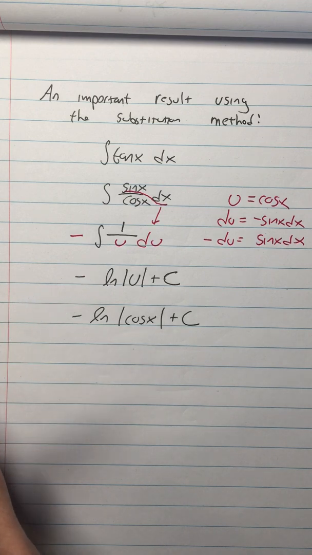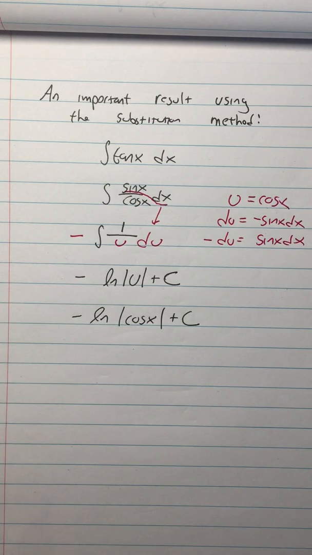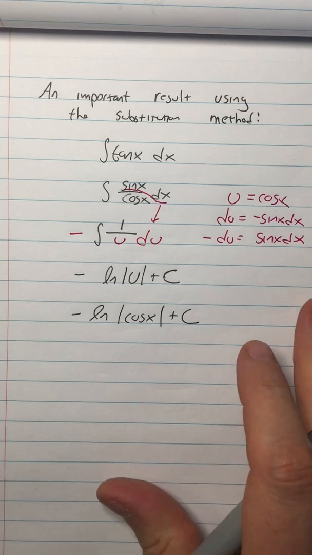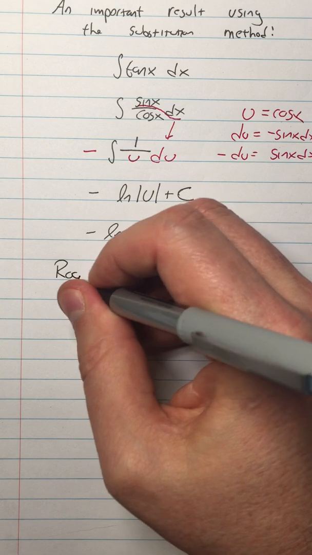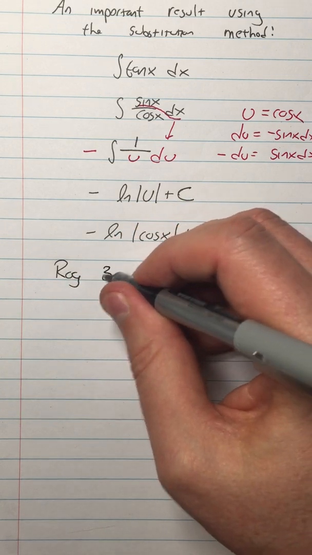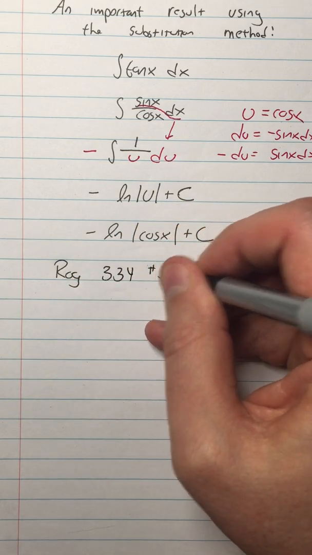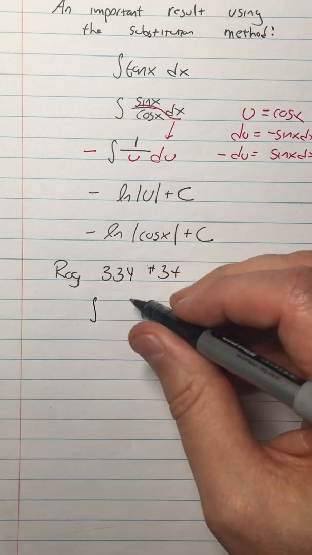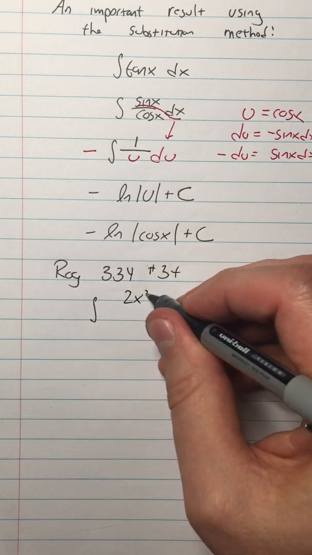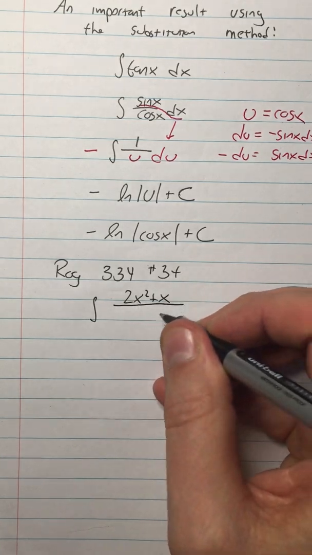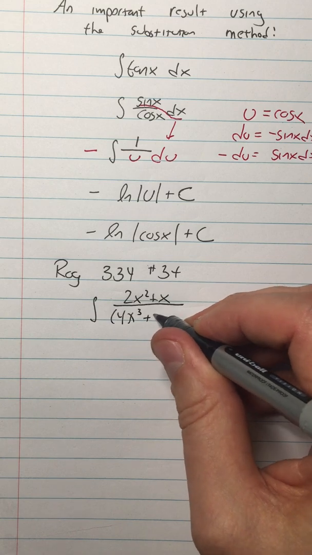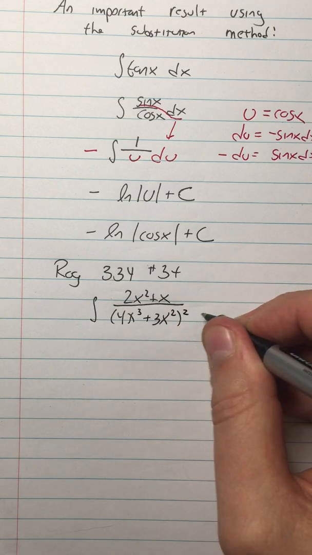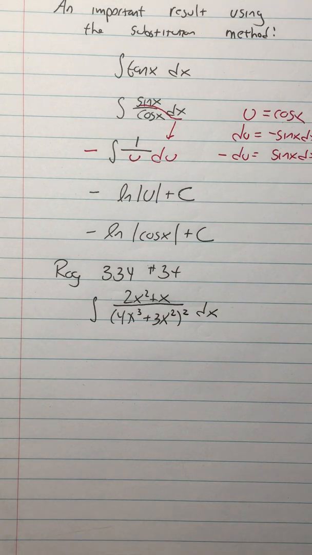Let's see. Oh yeah, we're going to do number 34. So this was not in Rogawski, that was just an example of something we could do. Here's Rogawski, page 334, number 34, and here's a crazy looking thing: the integral of 2x squared plus x over 4x cubed plus 3x squared dx. What are you going to do with something like that?